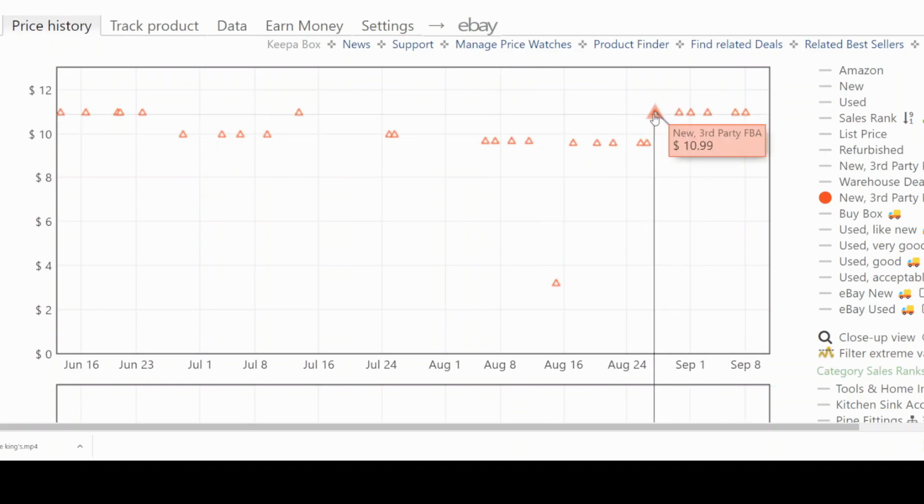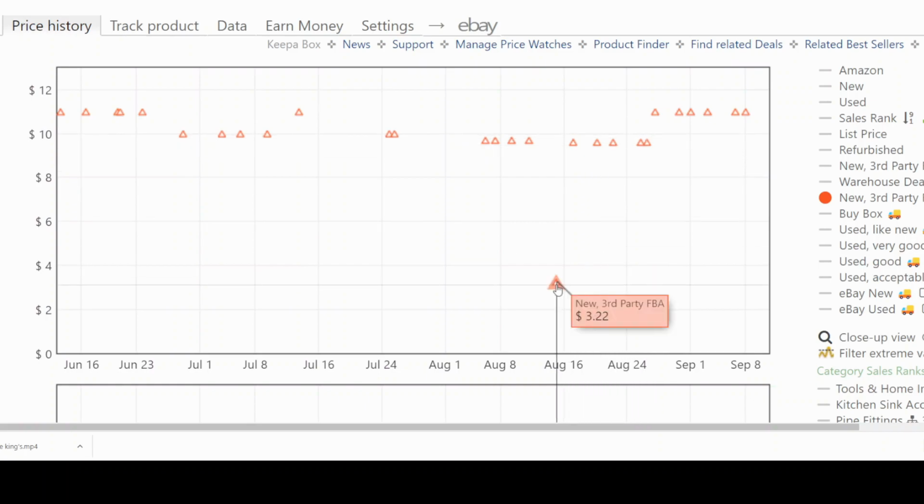At this point, it was $10.99, then dropped down to $9.60. Then you have one down here that's $3.22, and this is probably a seller that did not know exactly what they were doing, and sold it at this low price. And you can see how the price changes over time.